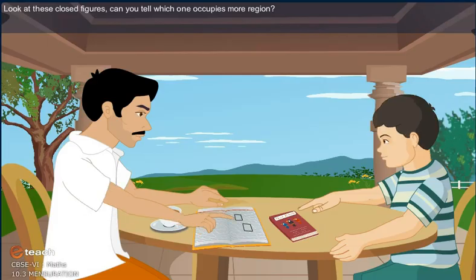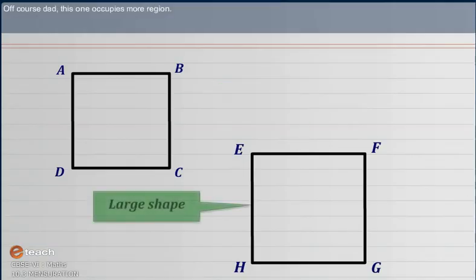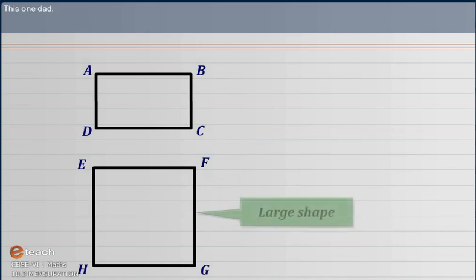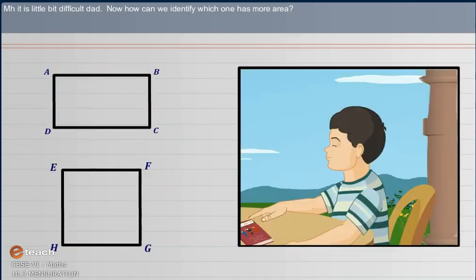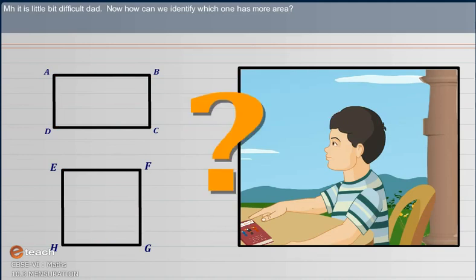Look at these closed figures. Can you tell which one occupies more region? Of course, Dad. This one occupies more region. And which one of these? This one, Dad. And now, tell me, which one has more area? It's a little bit difficult, Dad. Now how can you identify which one has more area?